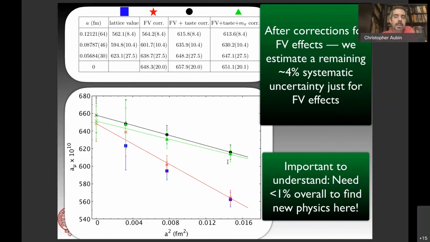And this is important to understand. We need like 1% uncertainty in the theoretical number in order for this to be a viable way to search for new physics in the standard model.